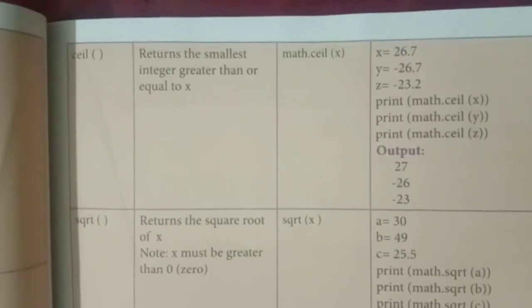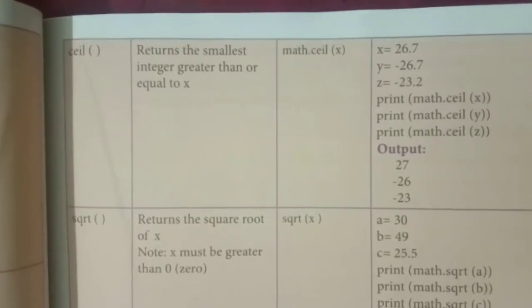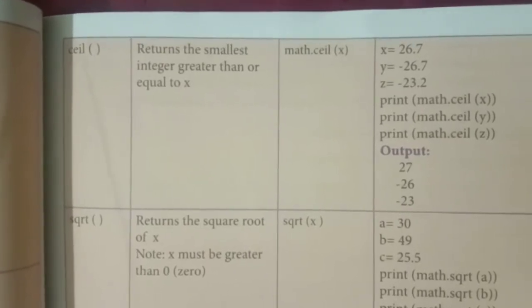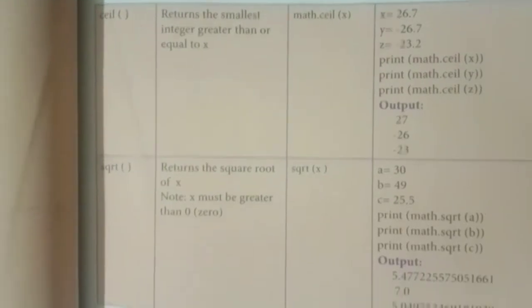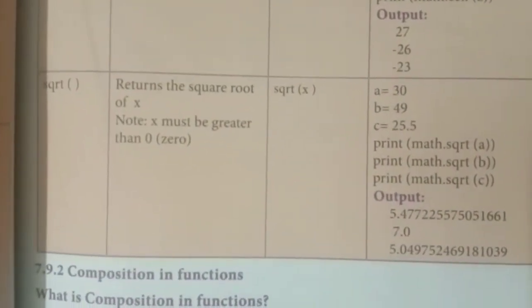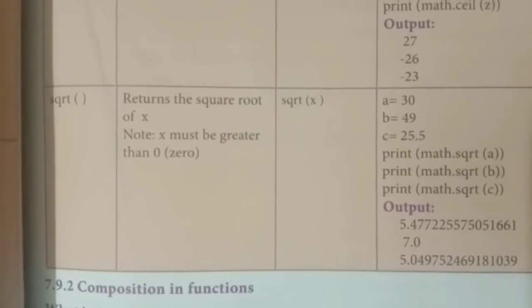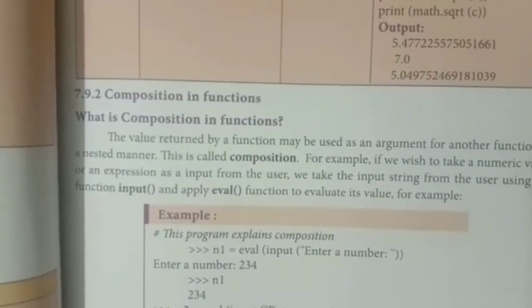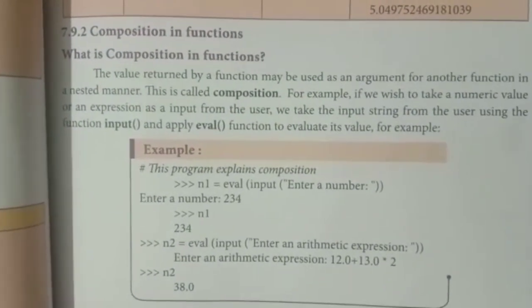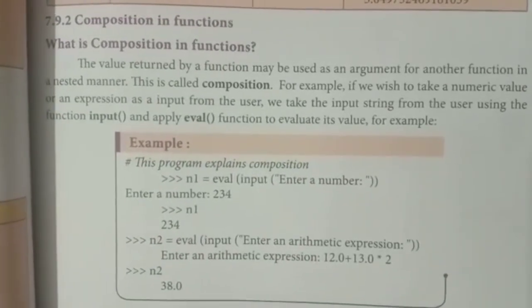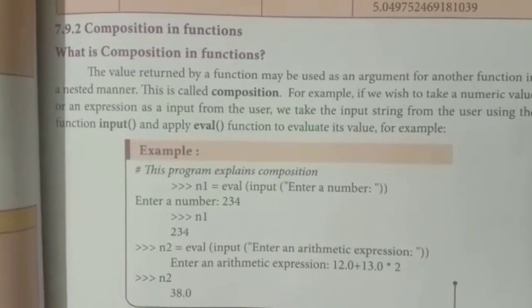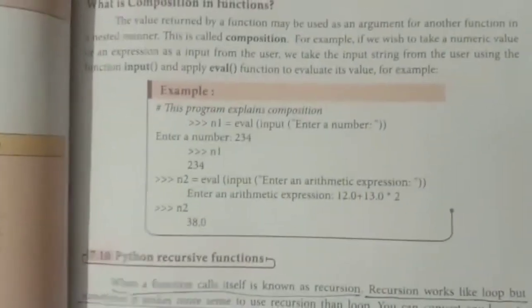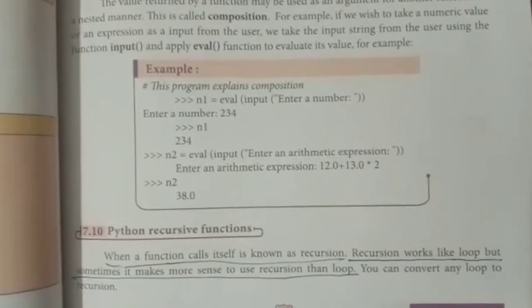Next we have is the ceiling function, which returns the smallest integer greater than or equal to x. Next one is SQRT, the square root, to find out the square root of the given value. Next topic we have is the composition of functions, that is the value returned by a function may be used as an argument for another function. That is called composition of functions. Then next we have is the recursive function. A function which calls itself is known as a recursive function.